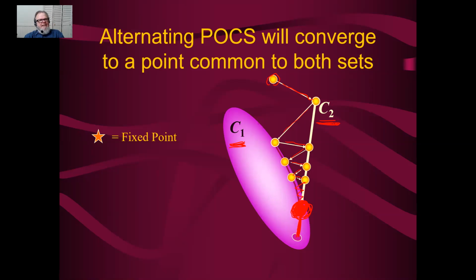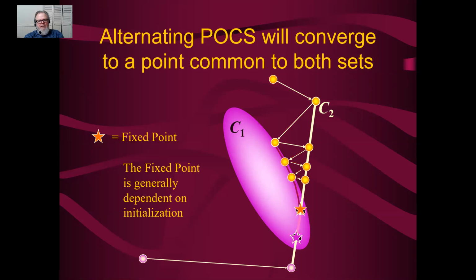Now, the interesting thing is that this convergence is not always to the same point. If we were to start out, for example, at another point, say we were to start out with this point, and we projected onto the line, and then we would project onto the spheroid, we would come up with another fixed point. Now notice this fixed point, like this fixed point, is still on the intersection. So this would also satisfy the constraints between the two sets.